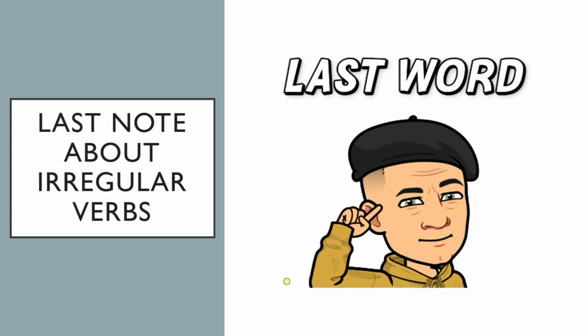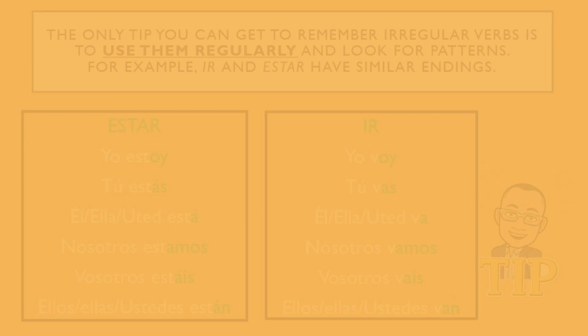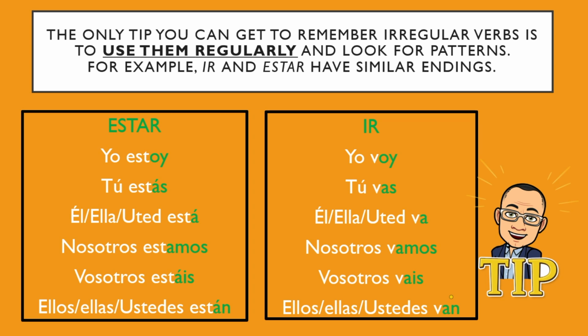Now, one last word about irregular verbs and about verbs in general. The only way and the only tip you can get to remember irregular verbs and verbs in general is to use them regularly. But you can also look for patterns. For example, take these two verbs, ir and estar. They have similar endings. For example, estar becomes yo estoy, but ir means to go, yo voy. You are, tú estás. You go, tú vas. He is, él está. He goes, él va. You see the endings are quite similar.